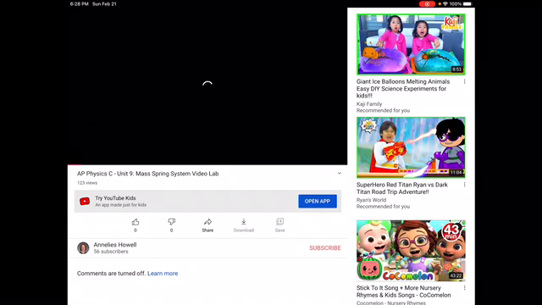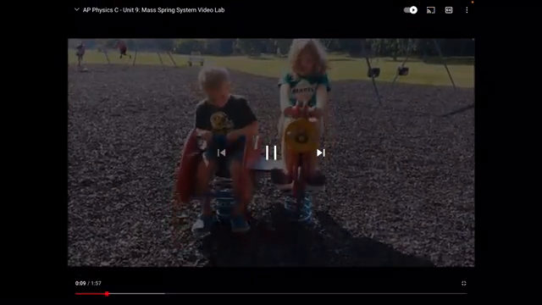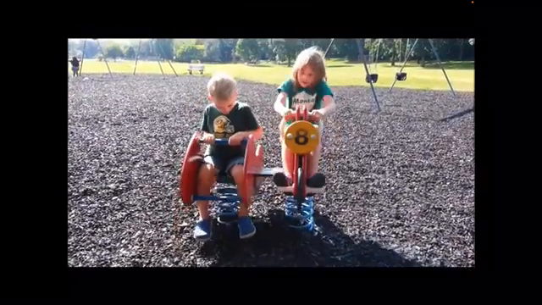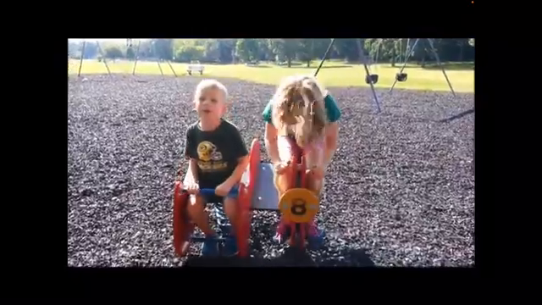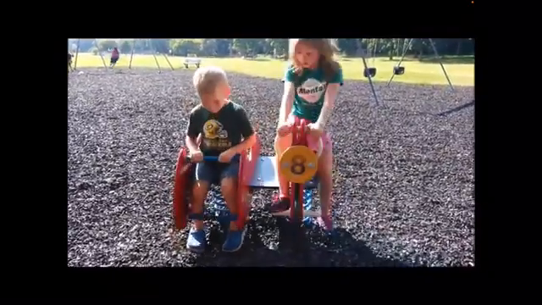I'm filming at a playground. These are my children a few years ago on a mass spring system. And you can see how there's a restoring force. So they're tipping the toy back and forth, but the toy always wants to bring them back.